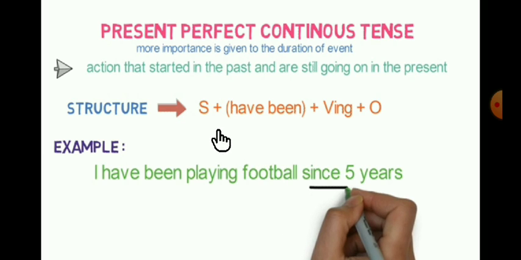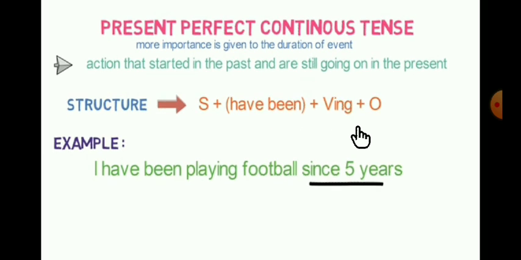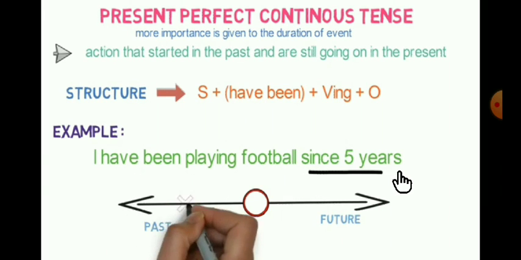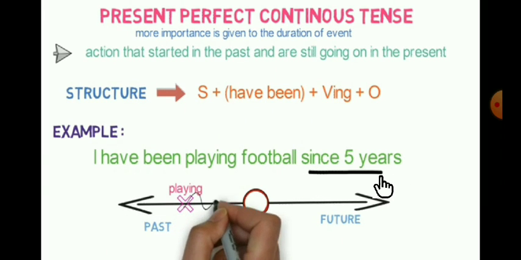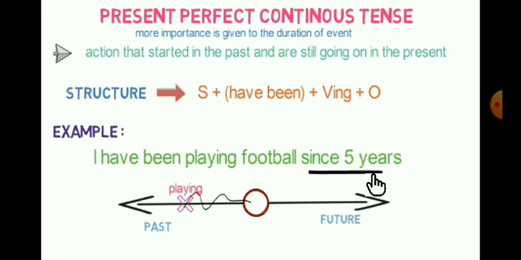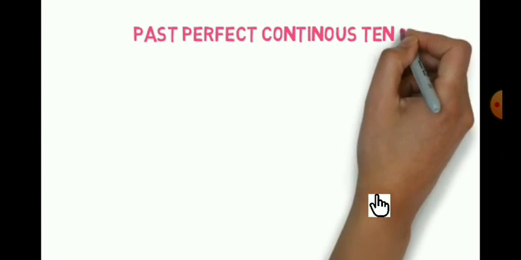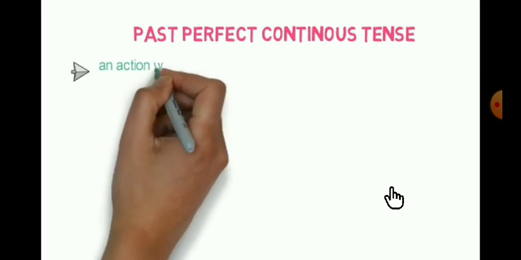The structure is subject plus have been plus verb in the form of ing plus object. Here, I have been playing football since 5 years. Since 5 years is underlined because it is given more preference in the present perfect continuous tense. So see the action timeline. He started playing football in the past and is still going on, because he wants to become a footballer and play somewhere in the FIFA World Cup. So he is playing football since 5 years. That's why it is called present perfect continuous tense.